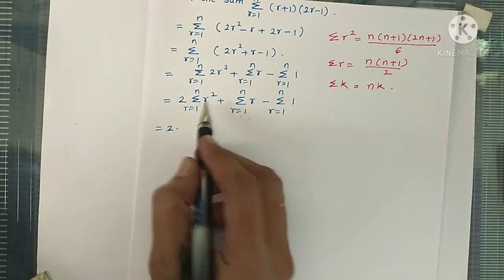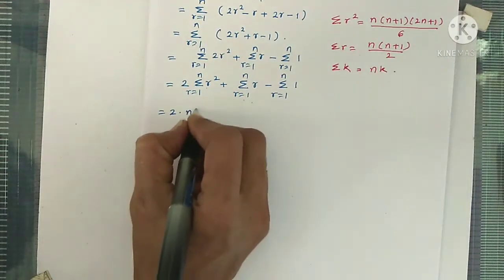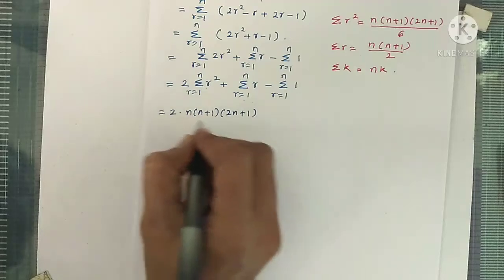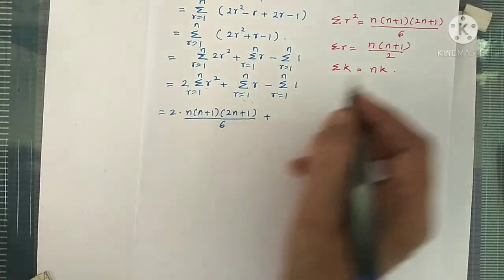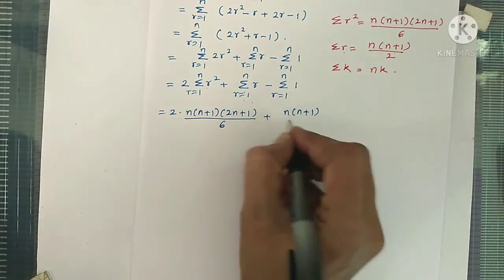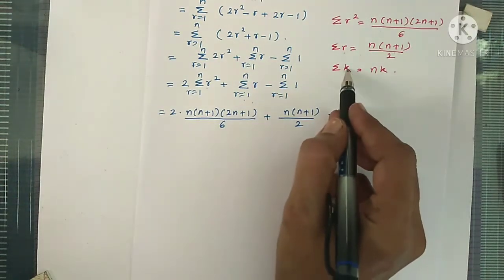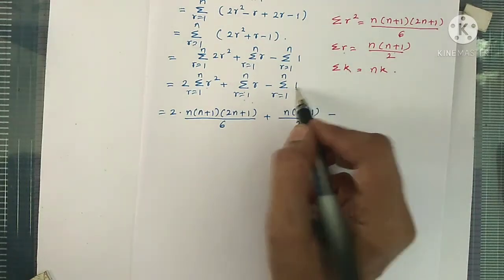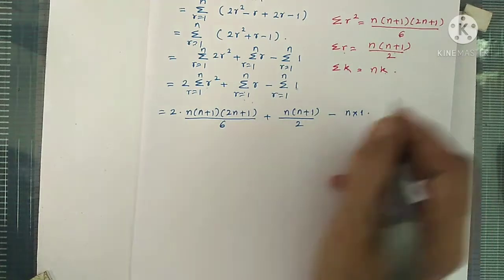2 into, first of all we have summation r square. So let's put the value, n (n plus 1)(2n plus 1) upon 6. Next we have summation r. The formula is n (n plus 1) by 2. And now here k is 1. Summation 1, here it is summation k. So the value of k is 1. So it is n into k, that means n into 1.